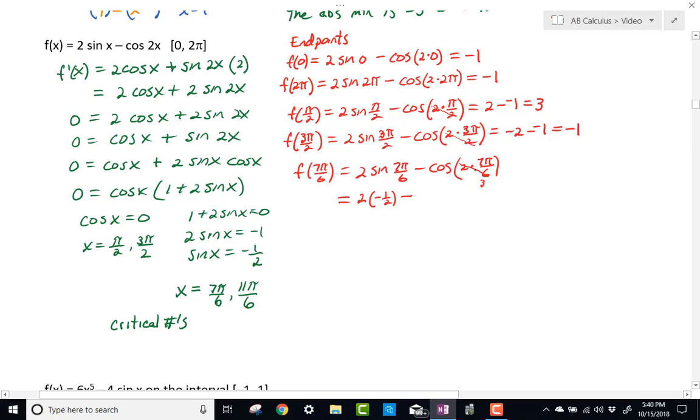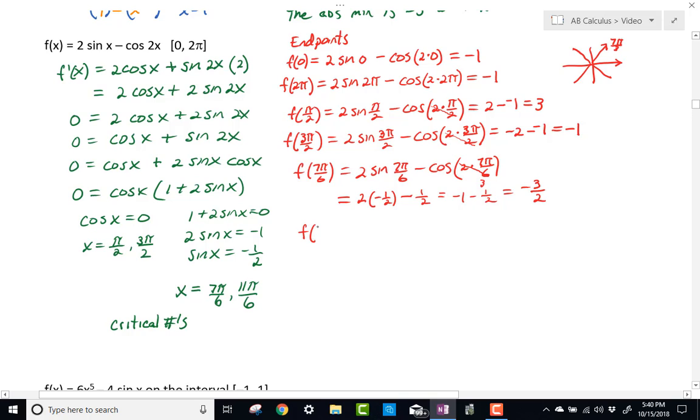So I need to think about where I'm going here. If I'm looking at my unit circle, I know that 1 pi third is here, 2 pi thirds, 3 pi thirds is over here on the negative x-axis, 4 pi thirds, 5 pi thirds, 6 pi thirds, I'm back here. So 7 pi thirds is right here. It's the same as pi thirds. So cosine of pi thirds is positive 1/2, so I'm going to be subtracting 1/2 here. So 2 times -1/2 is -1, minus 1/2. That's going to give me -3/2.